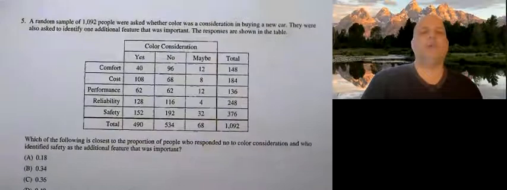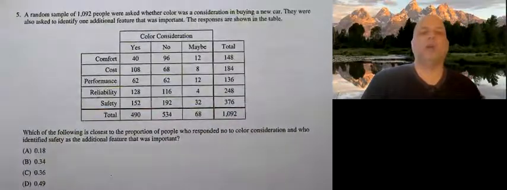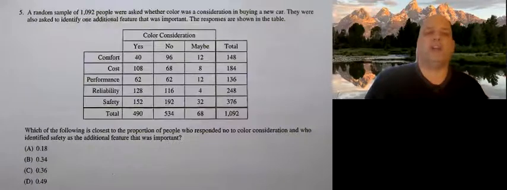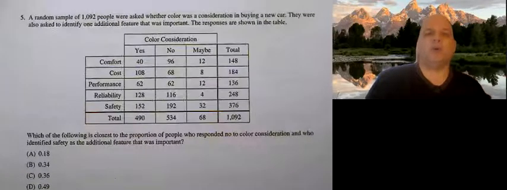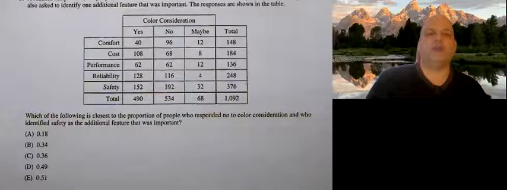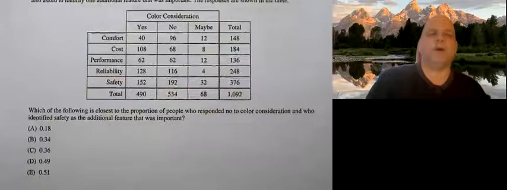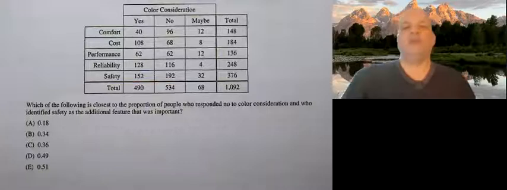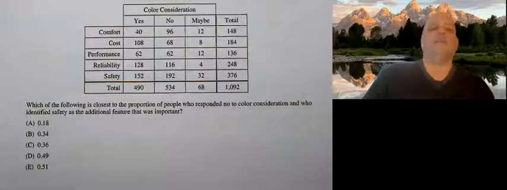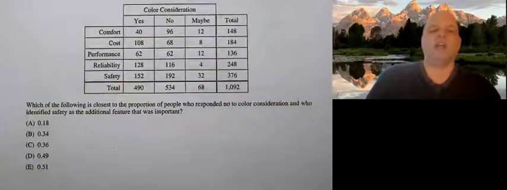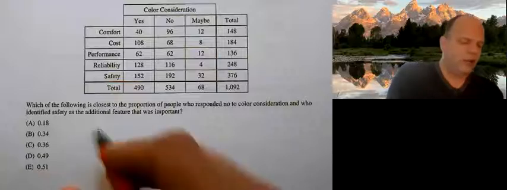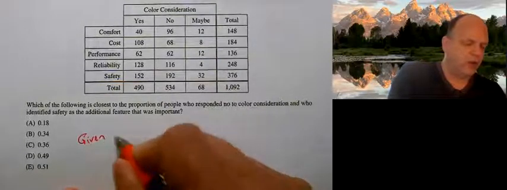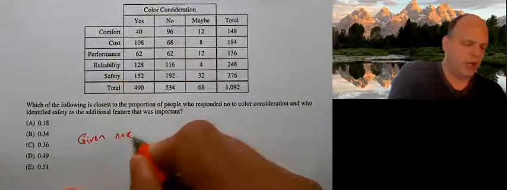A random sample of 1,092 people were asked whether color was a consideration in buying a new car. They were also asked to identify one additional feature that was important. The responses are shown in the table. Which of the following is closest to the proportion of people who responded no to color consideration and who identified safety as an additional feature that was important? Now notice, there's nothing that says given. There is no condition.